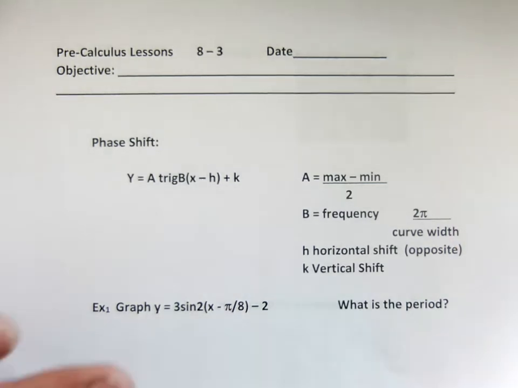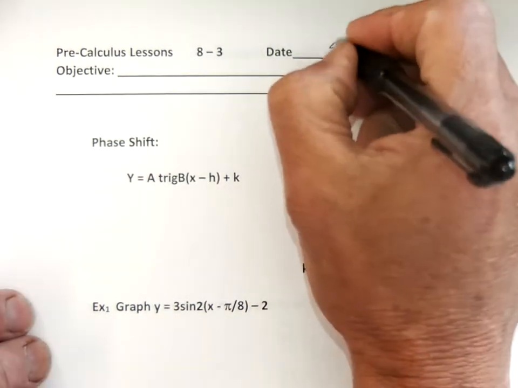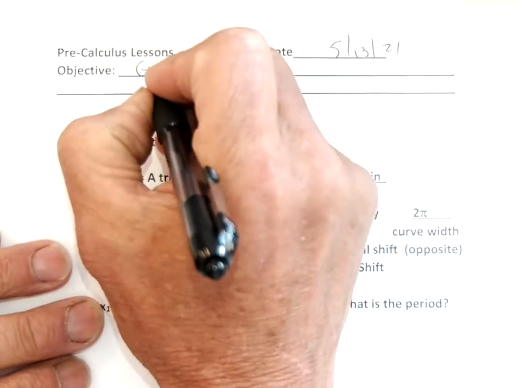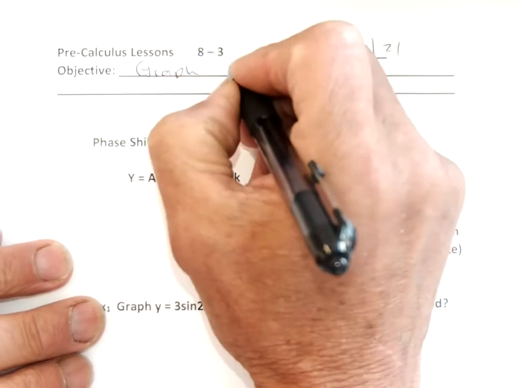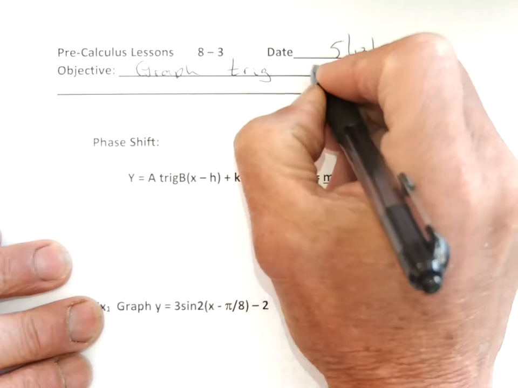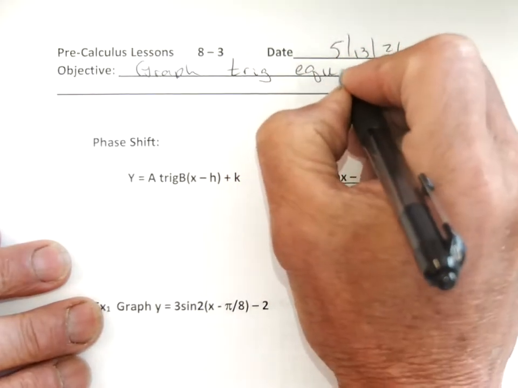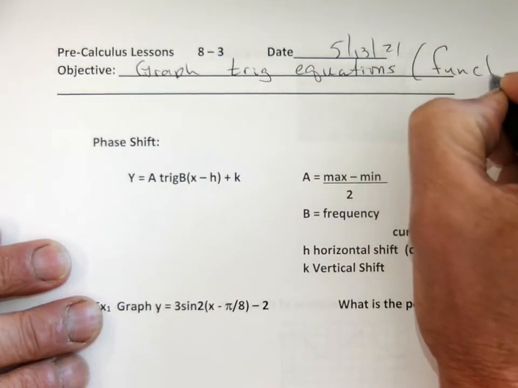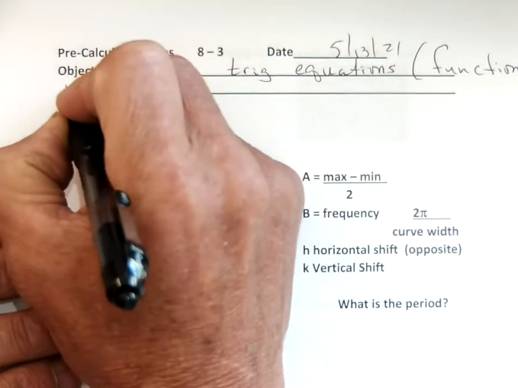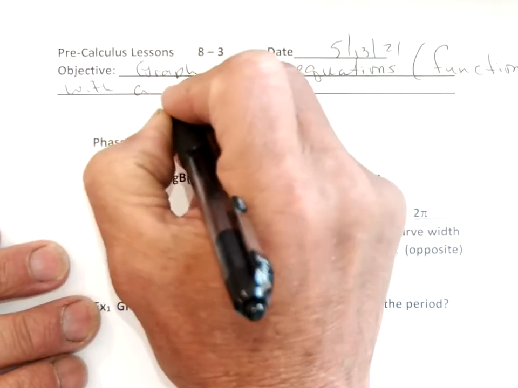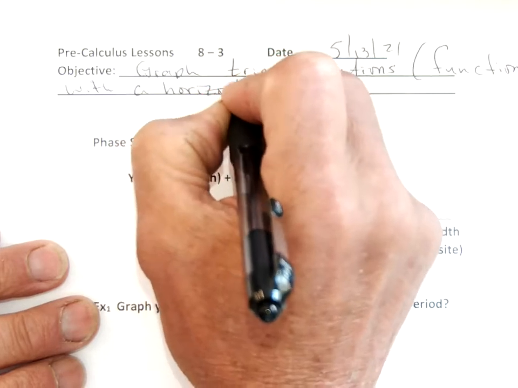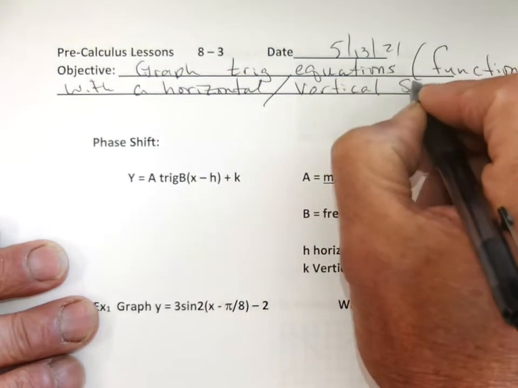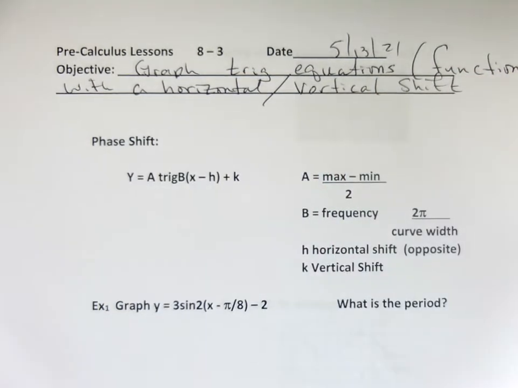Right, cool. So today, 5/13/21. Our objective is to graph trig functions with a horizontal or a vertical shift. Okay?